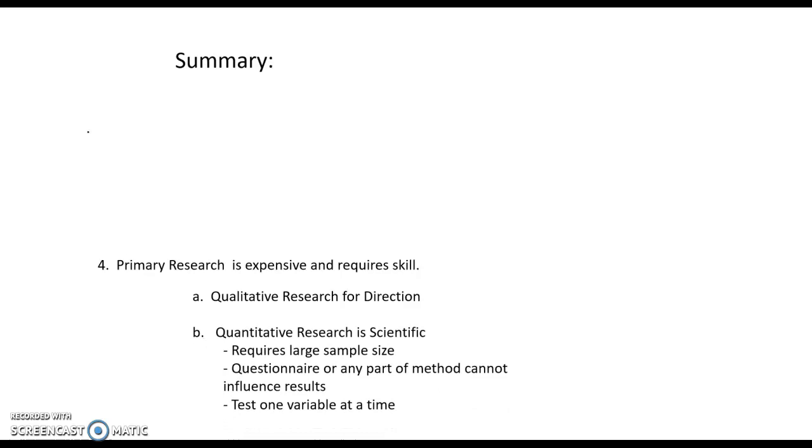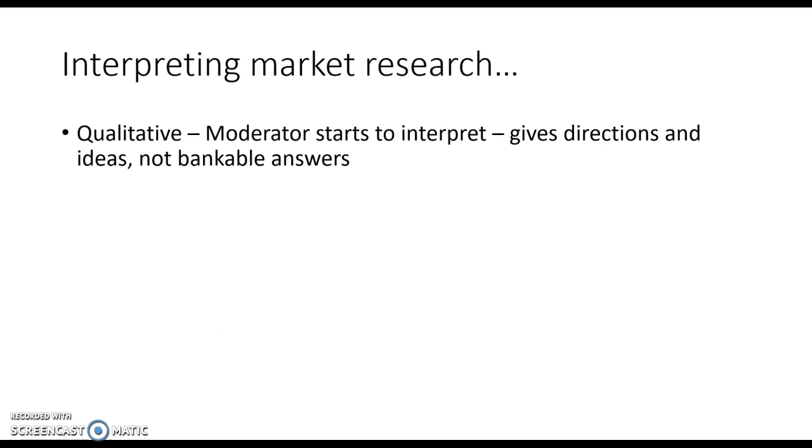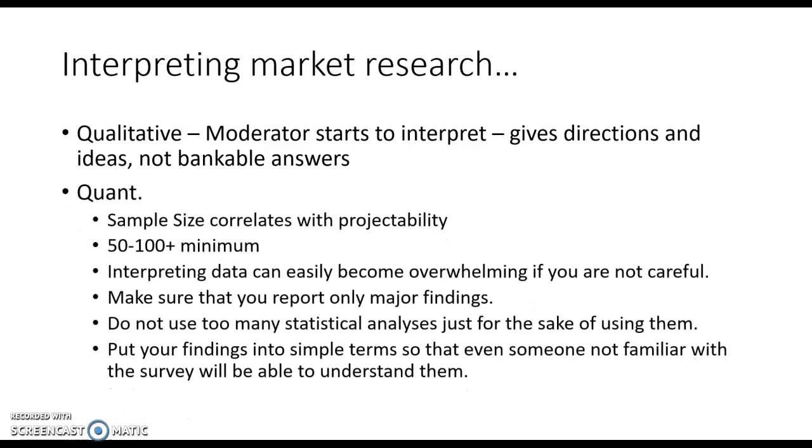Okay. Primary research is expensive and requires skill. You got qualitative, mostly focus groups, and quantitative, which requires a large sample size and can become very scientific. Questionnaire you have to be careful with. Interpreting market research. Normally the moderator who's run the group will pull together a summary, but you typically will have all of it on tape to listen to if you want to. With quantitative, well, you just got to see what you found. What can I say? Don't get carried away with analyses. Come up with things that are useful, that are going to really help answer questions for you.